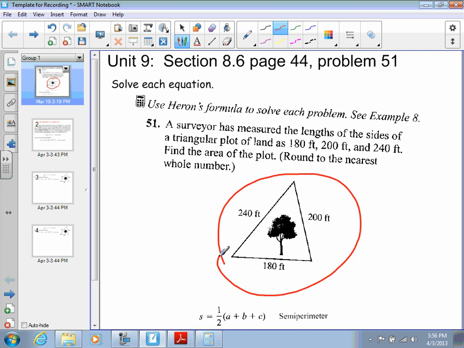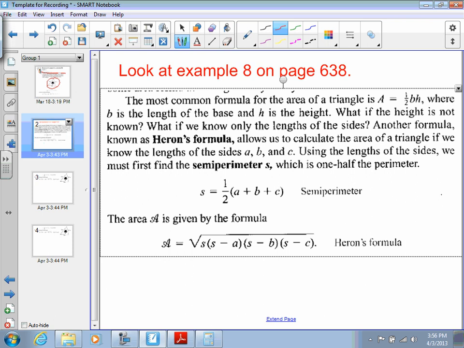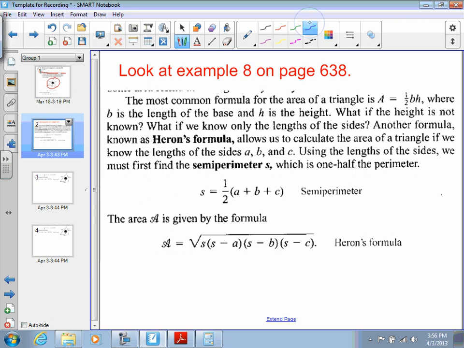And they tell us, one, that we can use a calculator, and two, to use Heron's formula and to see example 8. So let's take a look at that. This is found on page 683 in your textbook. And you can read all of it, but I'm going to sort of shorten it down.